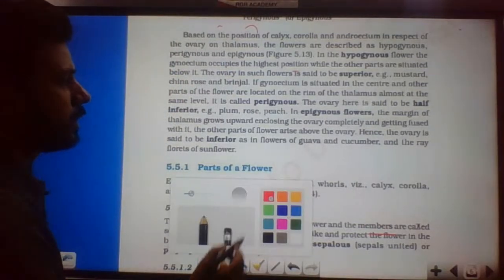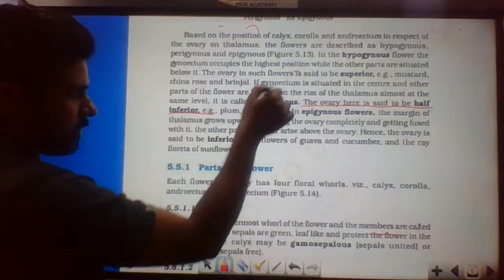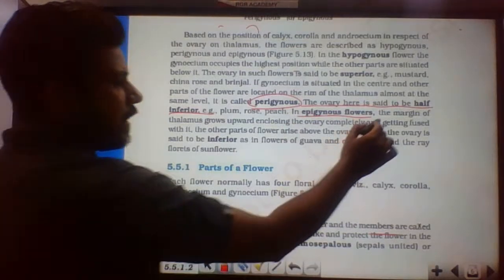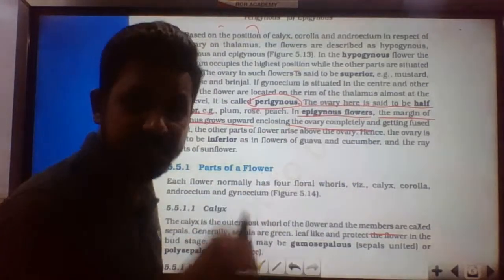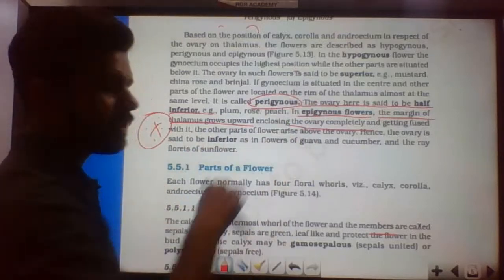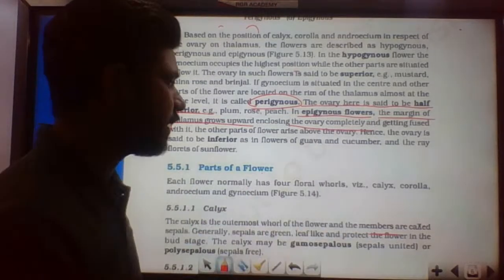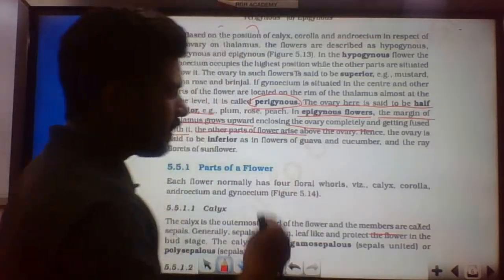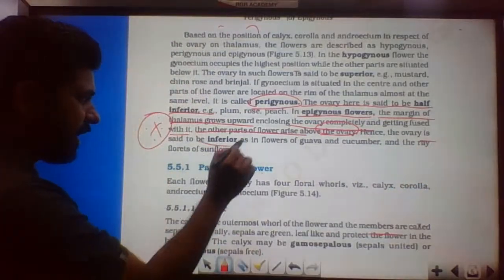Okay, so here the ovary is said to be half inferior, what we discussed in perigynous. Now epigynous flowers: the margins of the thalamus grow upward, enclosing the ovary completely. So it's a very important one. They can give this characteristic feature and ask which flower it is the characteristic feature of. That is another chance. And getting fused with it, the other parts of the flower rise above the ovary, hence the ovary is said to be inferior.